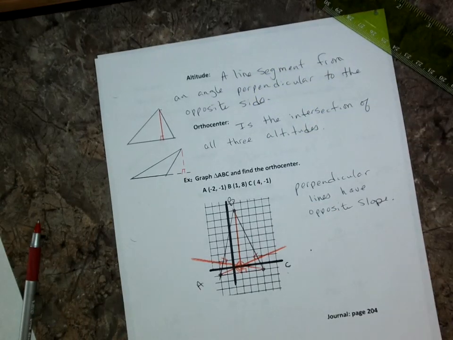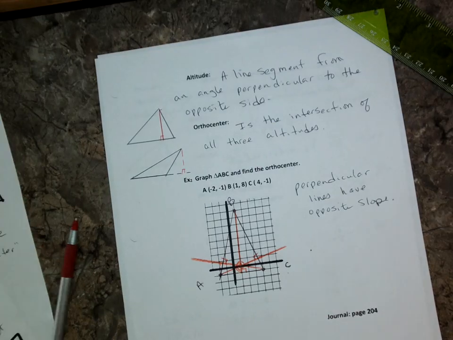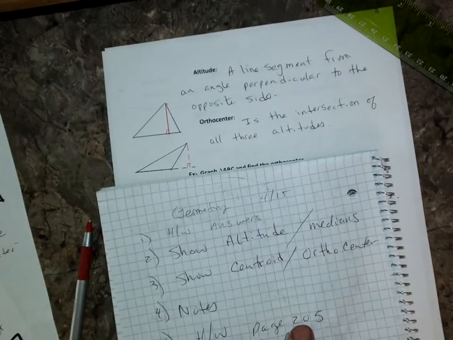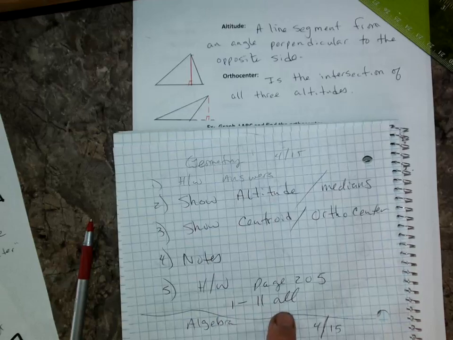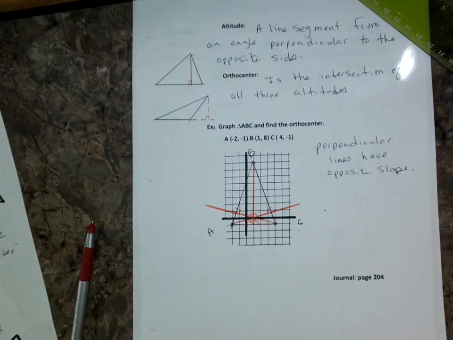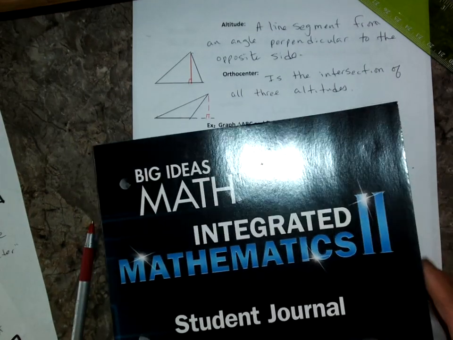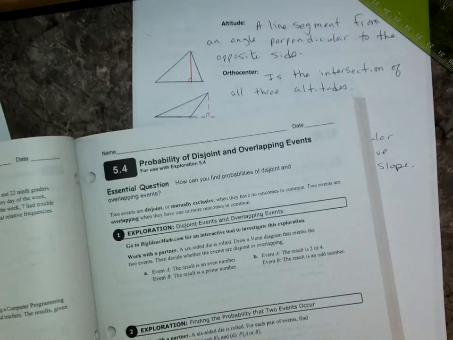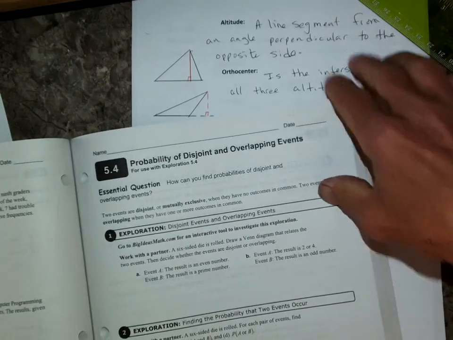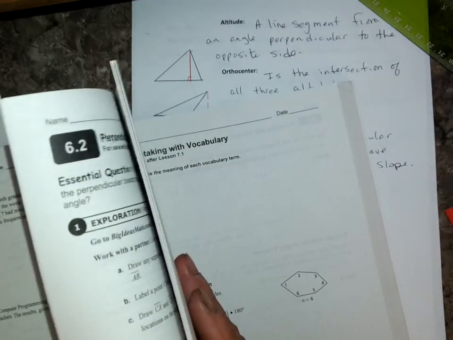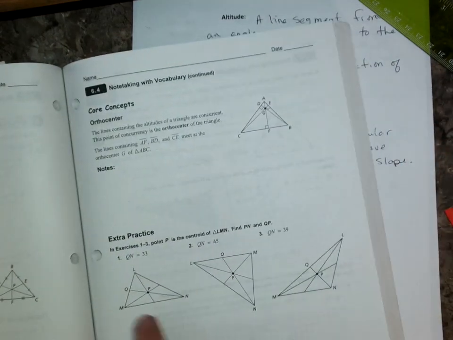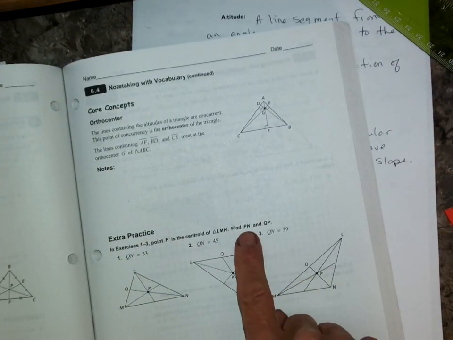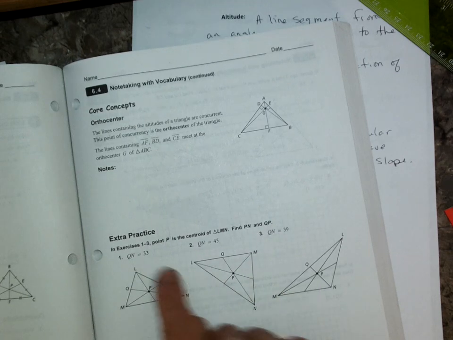Okay, now let's take a look at the homework. The homework is going to be on page 205, 1 through 11 all. Let's take a look at it so you know what we're doing. I'm going to go to page 205. So these first ones, you're just going to find PN and QP, and they're going to give you information to find them.